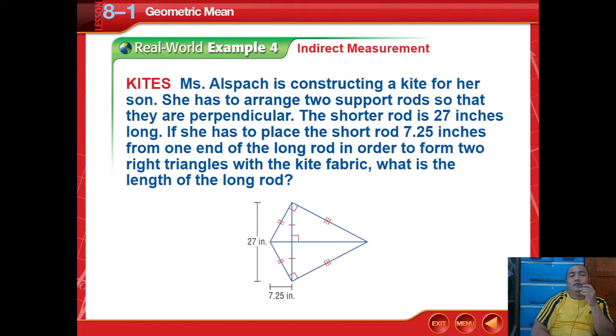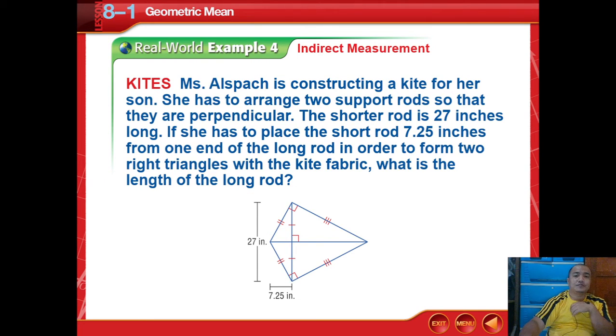Okay, now let's go to word problems, applying the geometric mean theorem. Miss Alspach is constructing a kite for her son. She has to arrange 2 support rods so that they are perpendicular. The shorter rod is 27 inches. If she has to place the short rod 7.25 inches from one end of the long rod in order to form 2 right triangles with the kite fabric, what is the length of the long rod?